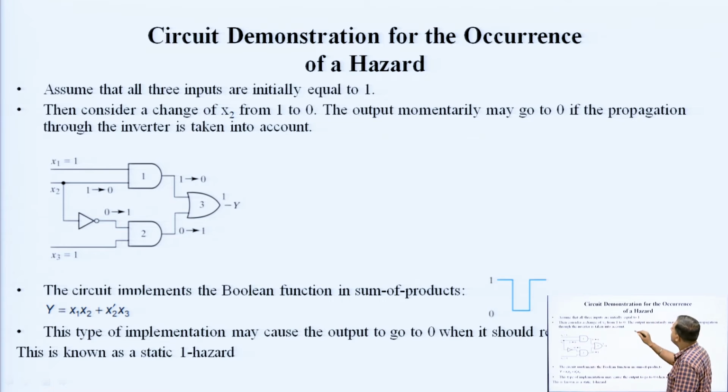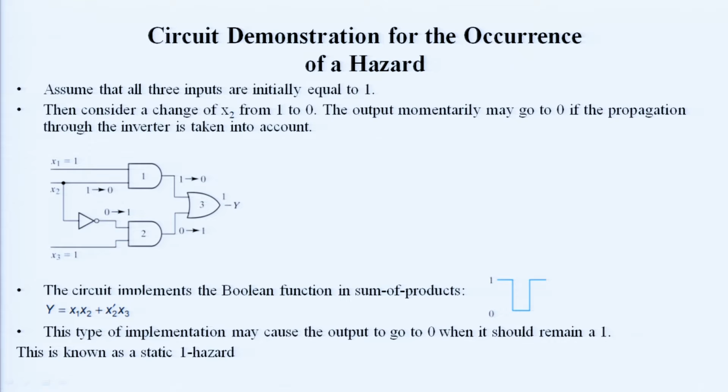We will take an example for demonstrating the occurrence of a hazard. Assume we have taken a circuit; the inputs are x1, x2, x3 and the output is y. Here x1 and x2 go into one gate, and x3 and x2 bar go into another gate, and the outputs go to an OR gate. So, y is x1 x2 plus x2 bar x3. This is a random example we have taken.